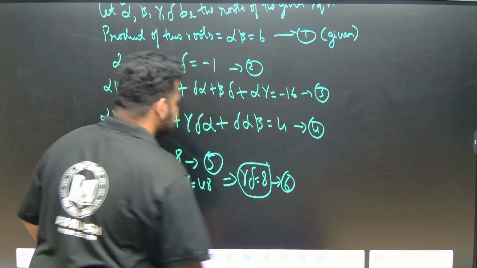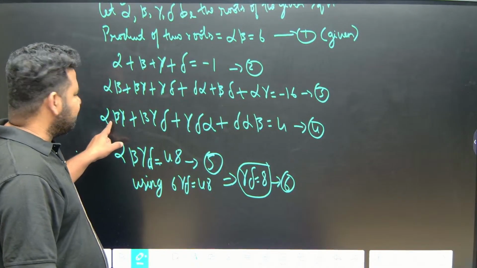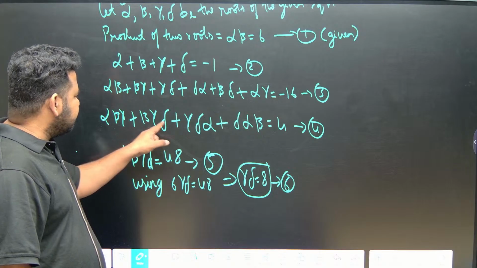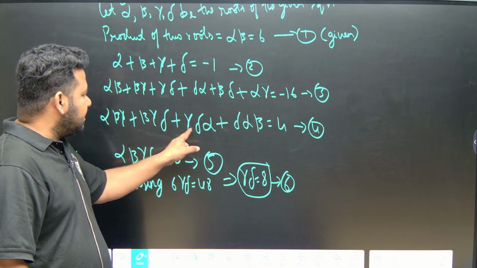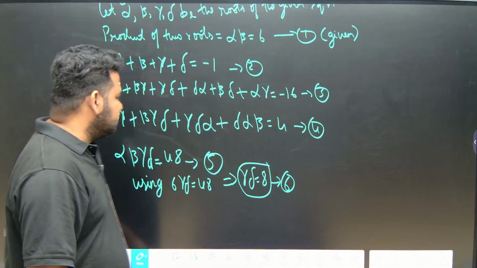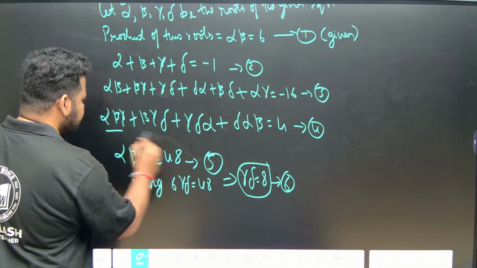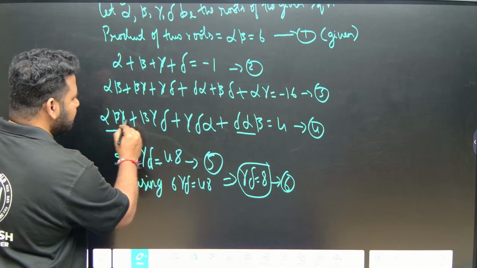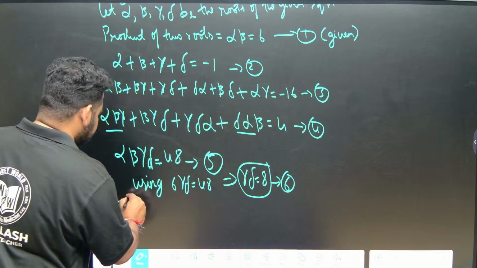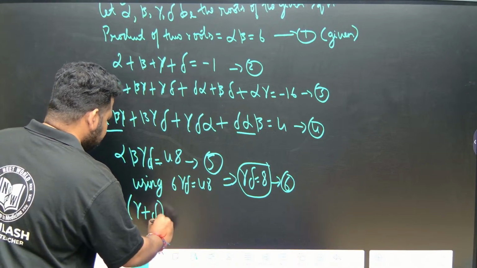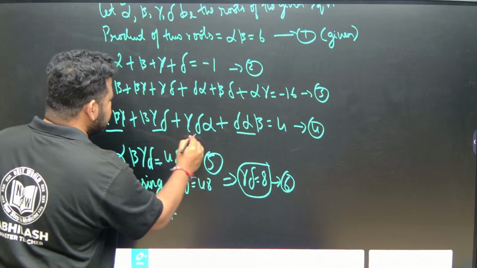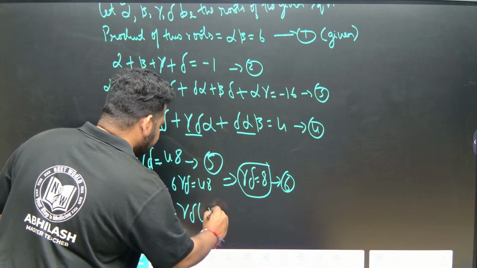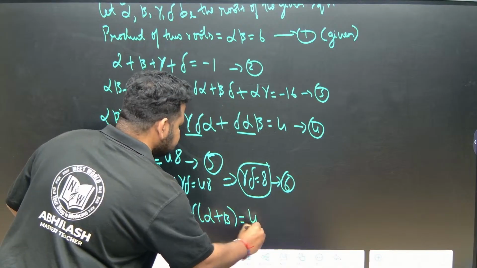See here, alpha beta is 6. Gamma delta is there and gamma delta is there, here alpha beta is there. So I will take alpha beta common here, and here also I can take alpha beta common. If I take alpha beta common, I will get gamma plus delta. And if I take gamma delta common, I will get alpha plus beta. That is equal to 4, correct na?